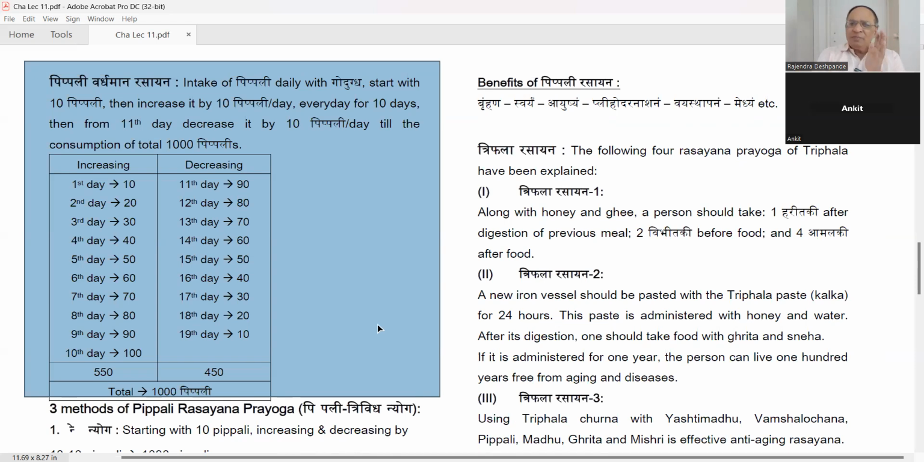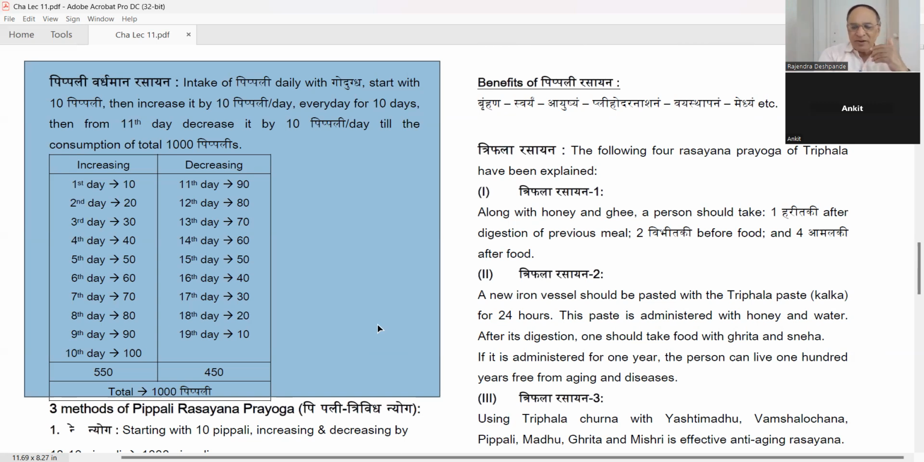Unlike Vardhaman Pippali, Vardhaman Bhallataka Kshira is not very famous. Very few patients we advise it. But Vardhaman Pippali Rasayan or Vardhaman Maricha Rasayan I have personally used many times, and many Vaidyas have used them for the prevention of attacks of bronchial asthma. So if you want to protect yourself from bronchial asthma, when it is dry bronchial asthma, you should consume Vardhamana Pippali Rasayan, not in this way.